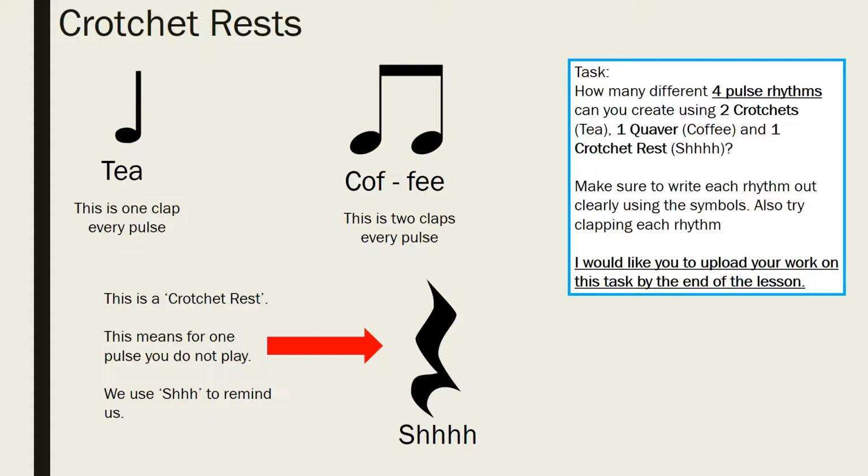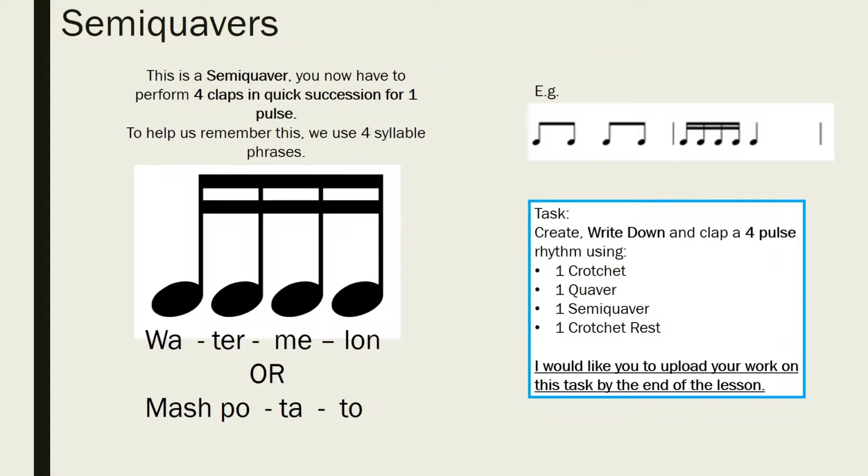And then you can try and jumble and move around the rhythms, the tea, the crotchets, the quavers, and the crotchet rests, and see how you can create a different rhythm just using either 2 crotchets, 1 quaver, and 1 crotchet rest. Once you have done that, we're looking into semiquavers.